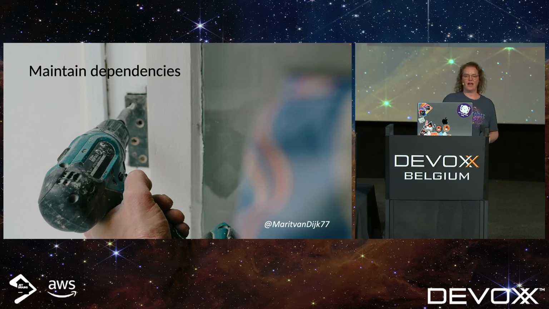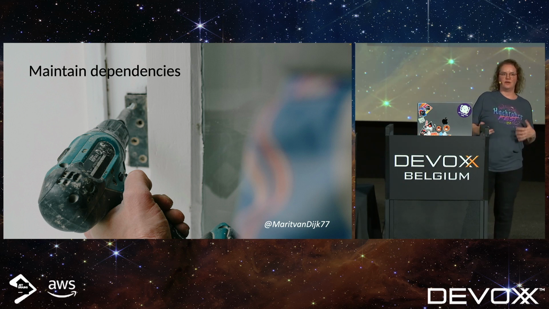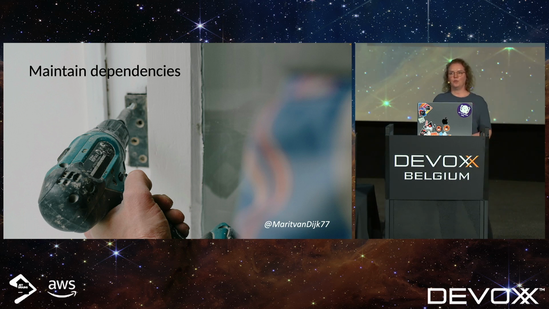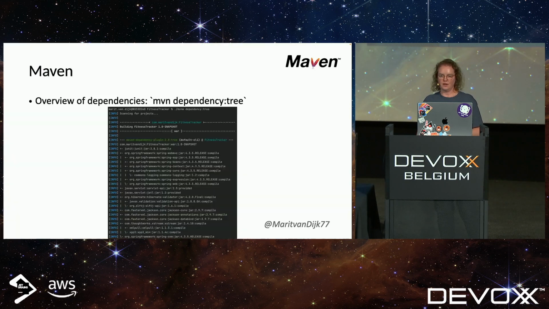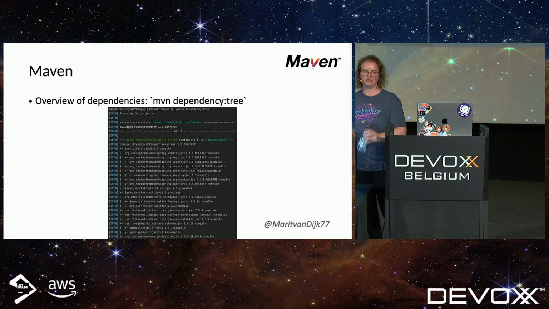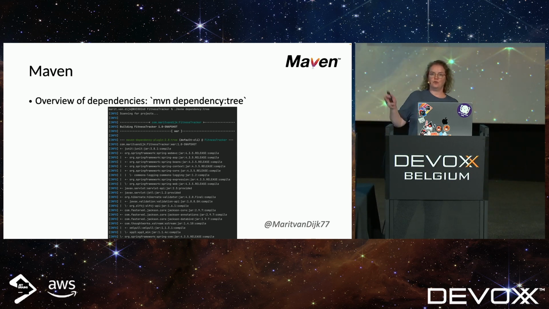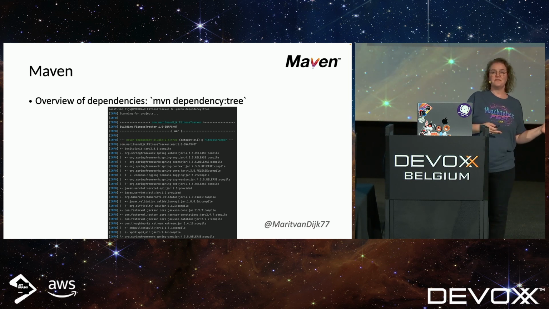So most likely you'll have dependencies in your projects and you'll have to maintain them, which is not our favorite thing, right? It's boring and repetitive and we'd much rather be coding something. So let's take a look at some of the things that we can do to make it easier. If you're using Maven, you can use some Maven commands to get information about your dependency tree. The dependency tree will show you your declared dependencies that you have in your pom.xml, as well as the transitive dependencies they bring in.